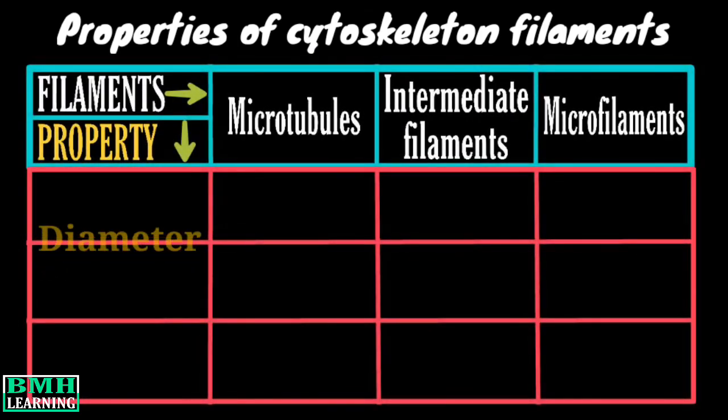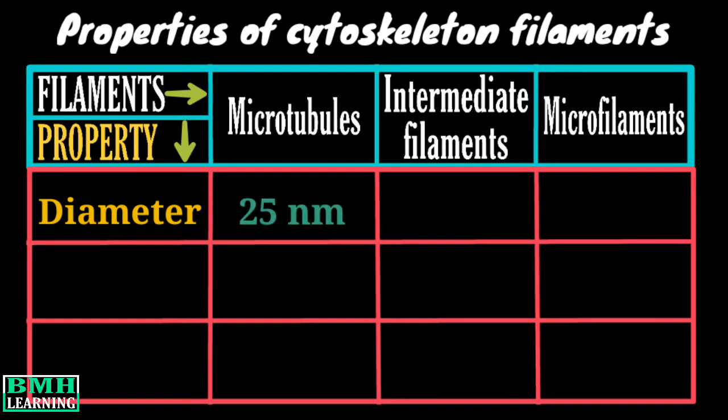First one is diameter. The thickest are the microtubules with a diameter of 25 nanometers. The intermediate filaments have a diameter of 10 nanometers. And the thinnest are the microfilaments having a diameter of 7 to 9 nanometers, right?